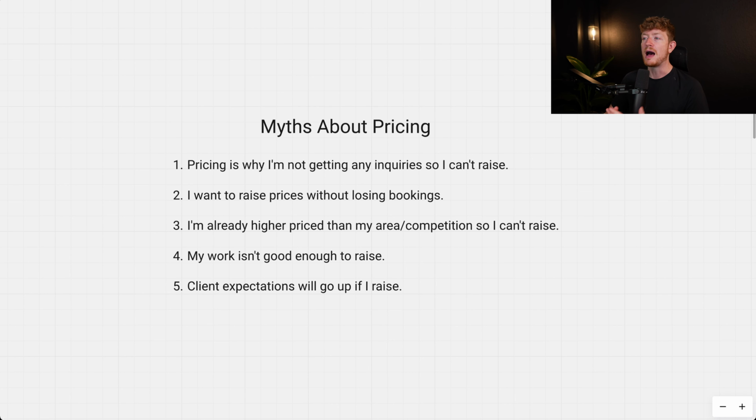Number three, I'm already higher priced than my area or my competition, so I can't raise. This is something I do actually hear a lot. And I'm going to tackle the area problem first, because a lot of times I hear, oh, okay, I'm already higher priced than my area, so I can't raise. I want to raise, but I can't raise. Okay, cool. Well, first off, you need to look at your area and you need to look at your price point.